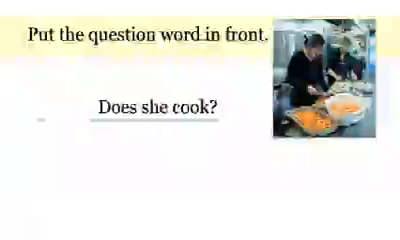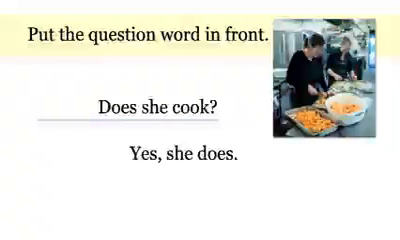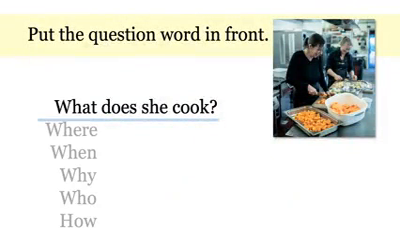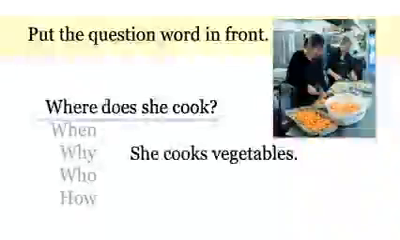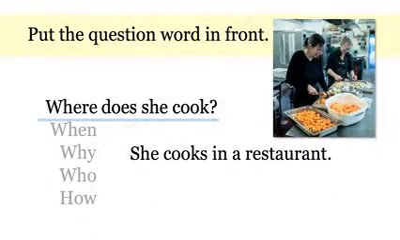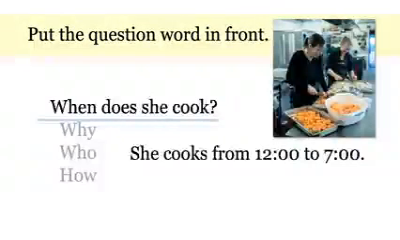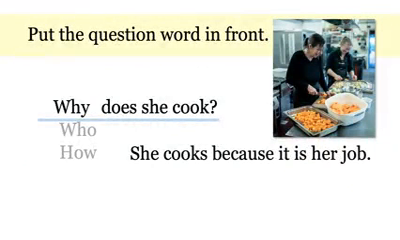Let's look at some more examples. Does she cook? Yes, she does. This is a yes/no question. Let's change that, and now we will put the question words in front. What does she cook? She cooks vegetables. Where does she cook? She cooks in a restaurant. When does she cook? She cooks from 12 to 7. Why does she cook? She cooks because it is her job.